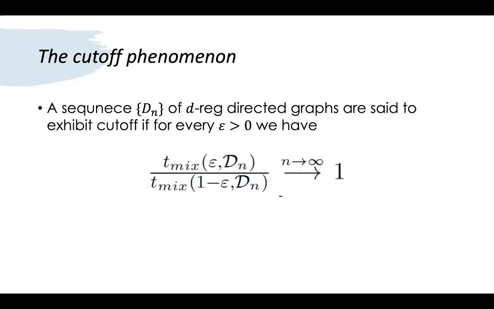But there is a notion of cutoff, and it is the following. If you take a sequence of directed graphs, all with the same regularity, I say that it exhibits cutoff if no matter what epsilon is, the epsilon mixing time and the 1 minus epsilon mixing time are about the same when the graphs get larger and larger.